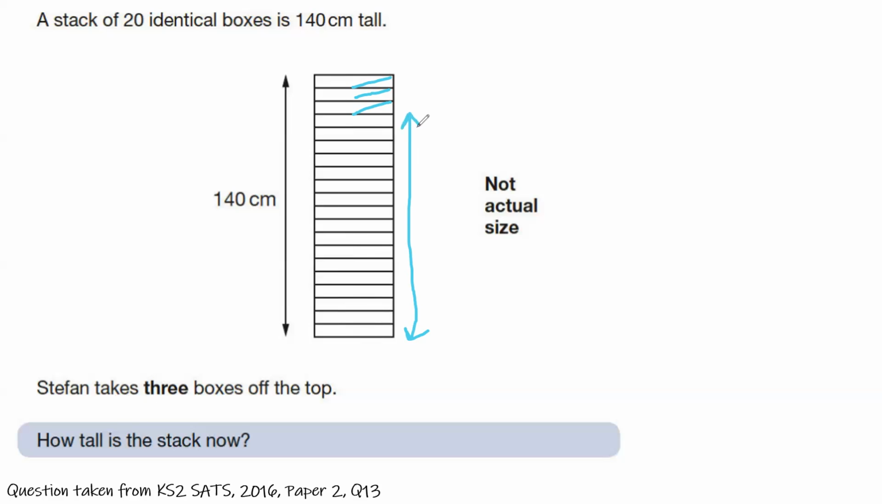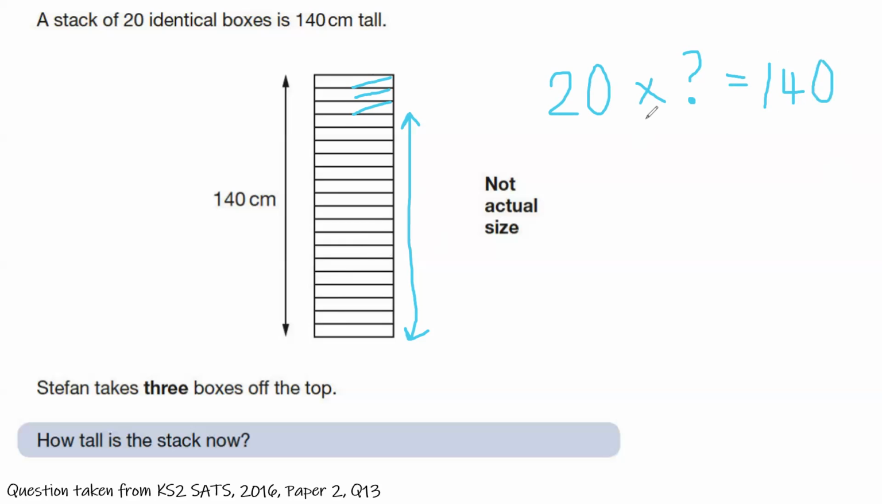Okay, so how do we go about working this question out? We've been told that in total the whole stack is 140 centimeters, but we haven't been told what each of the individual boxes is. So that's going to make it a little bit harder to work out what height's been taken off or what height's remaining. So how could we work that one out? We know that we have got 20 boxes, and each box is a specific height that we currently don't know. And when we put all of these heights together, we end up with 140.